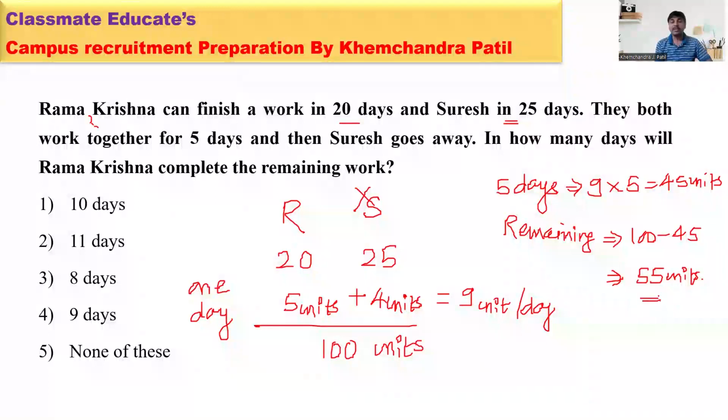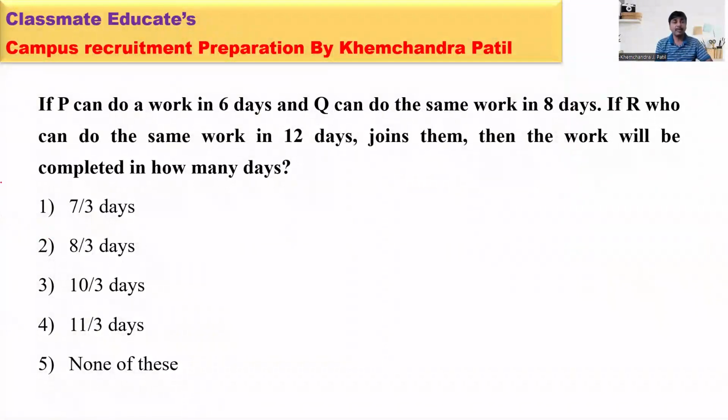Now these 55 units Ramakrishna has to do. And Ramakrishna's capacity is 5 units per day. So to complete these 55 units, he will require 55 upon 5, that is equal to 11 days. So Ramakrishna will require 11 days to complete the remaining work. This is the best method to deal with the questions of time and work. Okay, so try to understand this. Next question, again on time and work.